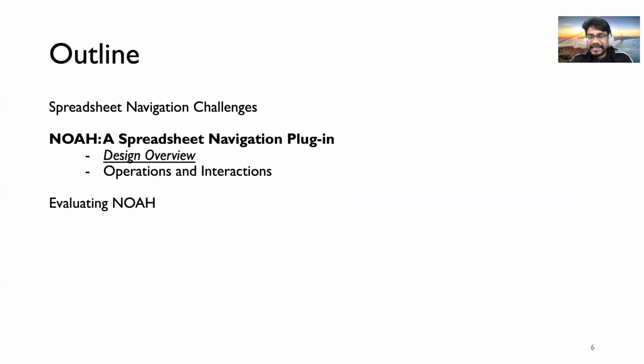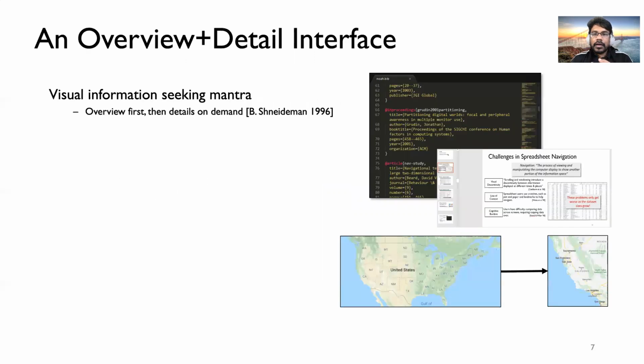So we now discuss the design and evaluation of a navigation plugin called Noah that we have developed to address these challenges. Noah is essentially an overview plus detail interface. Overviews are fairly common in popular tools such as in online maps like Google Maps, text editors like Sublime Text, and even presentation tools like PowerPoint.